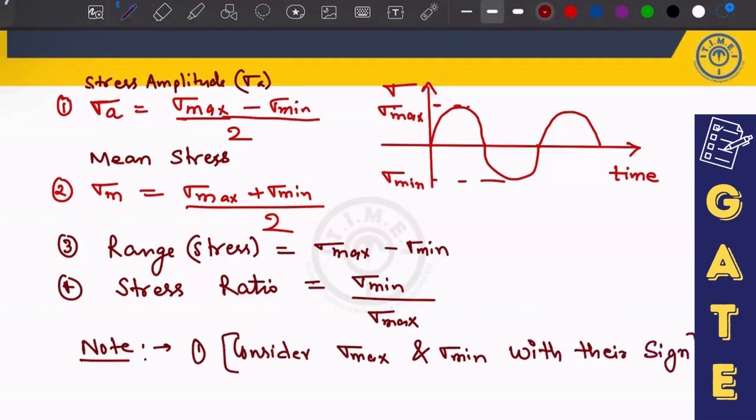You can just make a note of this slide, and then we will move to the question part. Okay, so this is stress amplitude and the mean stress. Again, you will see these while solving problems based on design for dynamic loading, for example, the Soderberg equation and the Goodman equation.